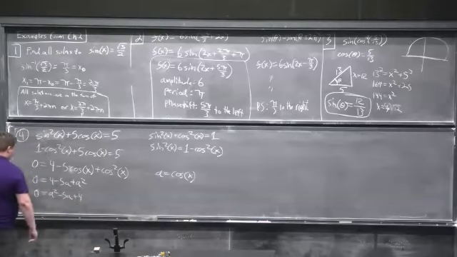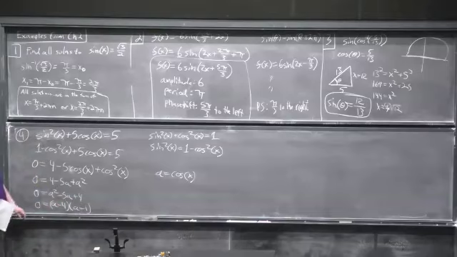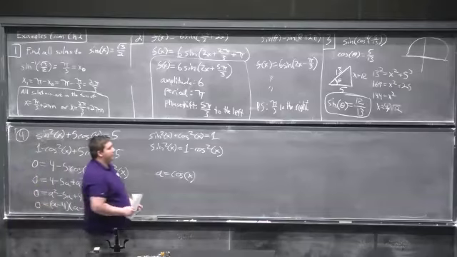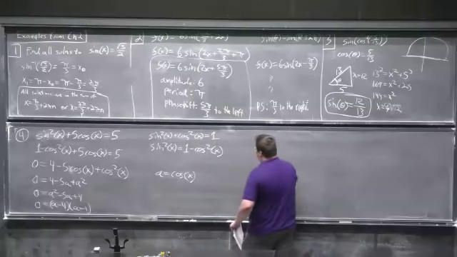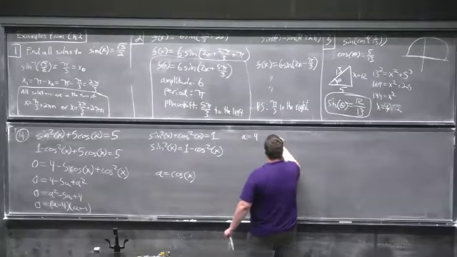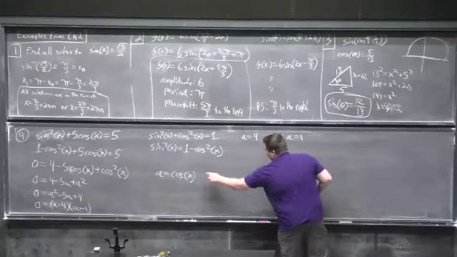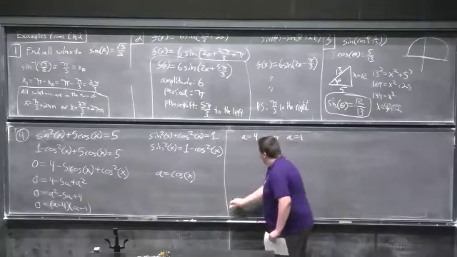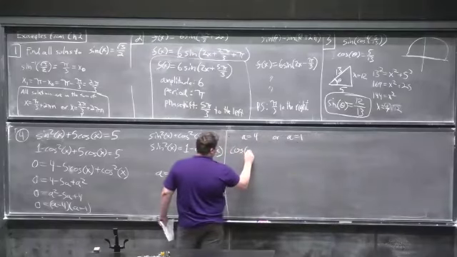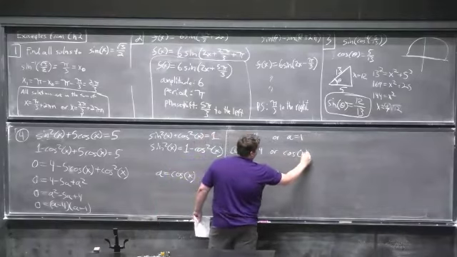Well, through factoring, we can get 0 equals a minus 4 quantity times a minus 1. So what does this tell us? This tells us that a is equal to 4 or a is equal to 1. Now remember, a is cosine of x. So this is really saying cosine of x is equal to 4 or cosine of x is equal to 1.